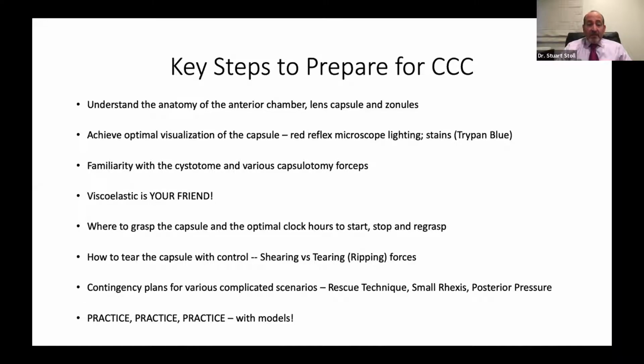And how do you practice? Well, you don't want to practice on your patients. It's true that as we operate, we get greater proficiency, and that's really how you become a master surgeon over years of doing cases and learning from your mistakes.